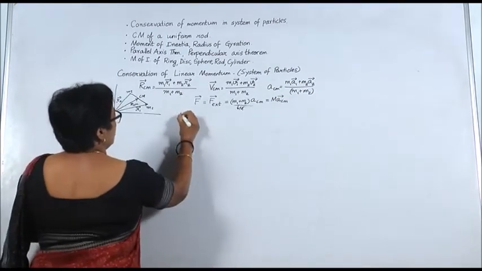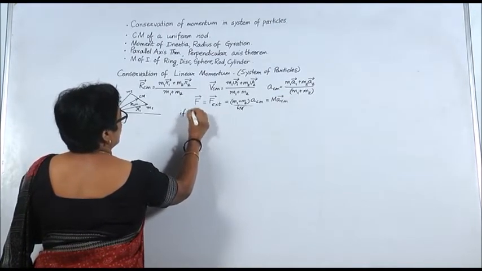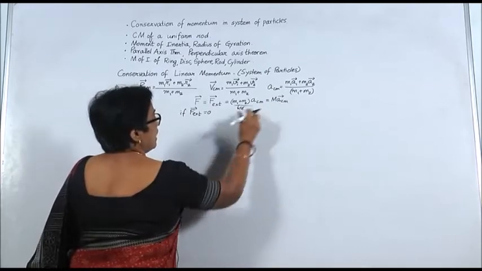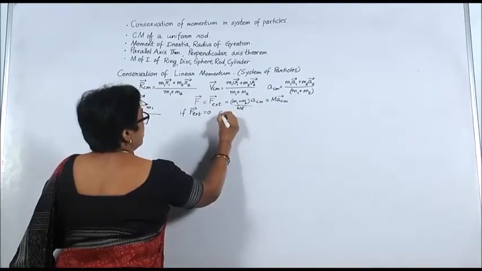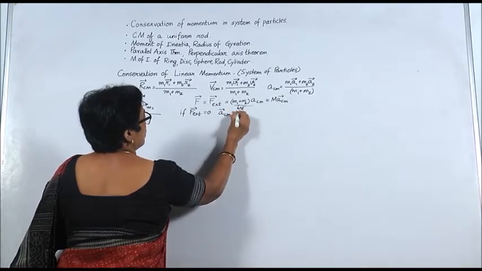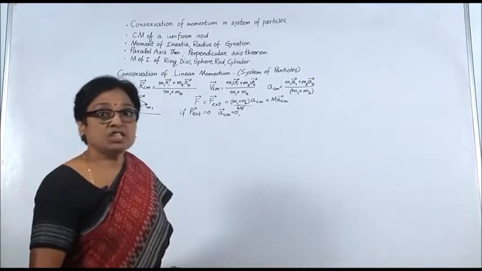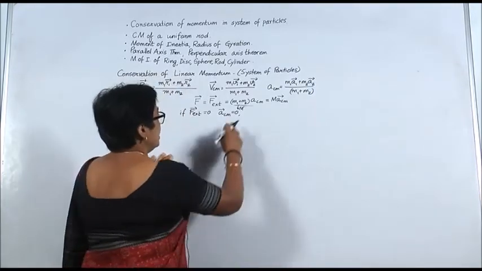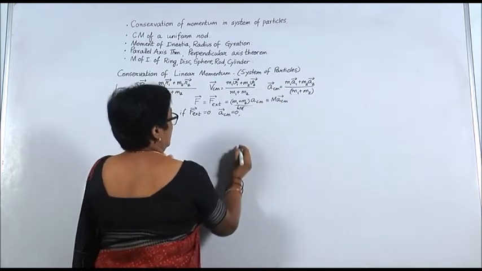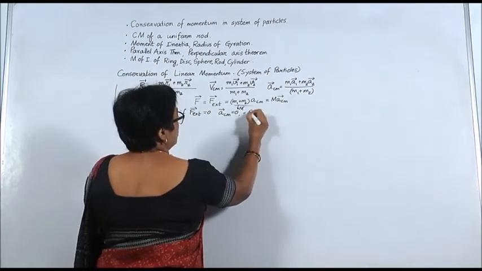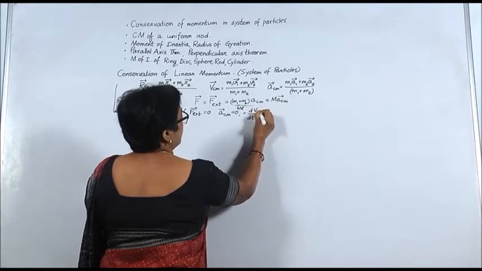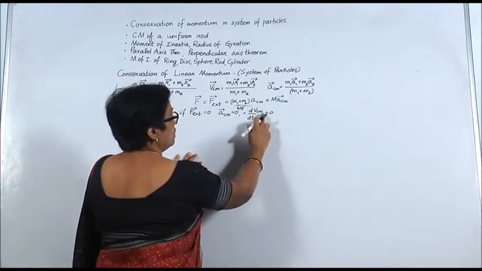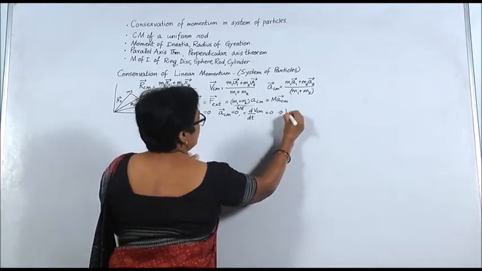Now, if our external force is 0, total external force acting on the system is 0, then what we find is that on the right hand side mass cannot be 0. So, what remains is ACM is to be 0. That means acceleration of the center of mass is 0. Now, what is acceleration of center of mass? Acceleration of center of mass is the time derivative of VCM. So, this is 0. If the time derivative of a quantity is 0, that means that quantity is constant. So, this gives me VCM is constant.